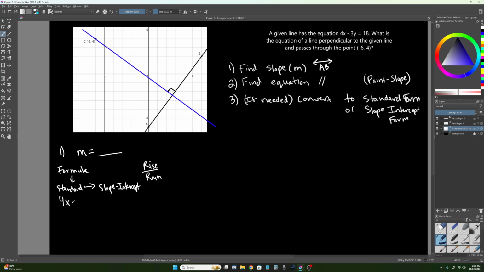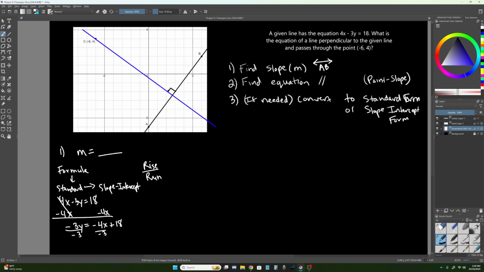So 4x minus 3y is equal to 18. Well, if we want to convert that to slope-intercept form, we've got to get y by itself. So subtract 4x on both sides. Those cancel each other out. I get negative 3y is equal to, I'm going to put the 4x right here, just because that's more like what slope-intercept form looks like. And then I'm going to divide by negative 3.